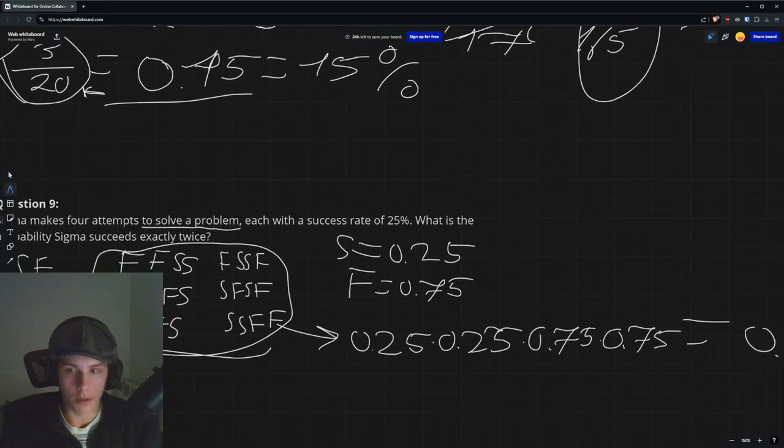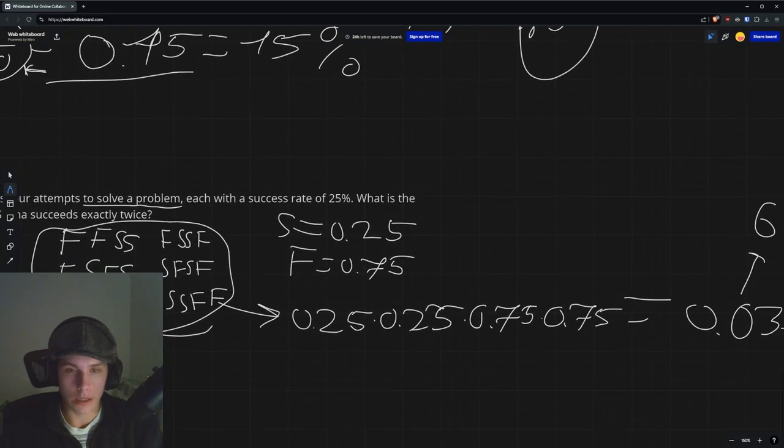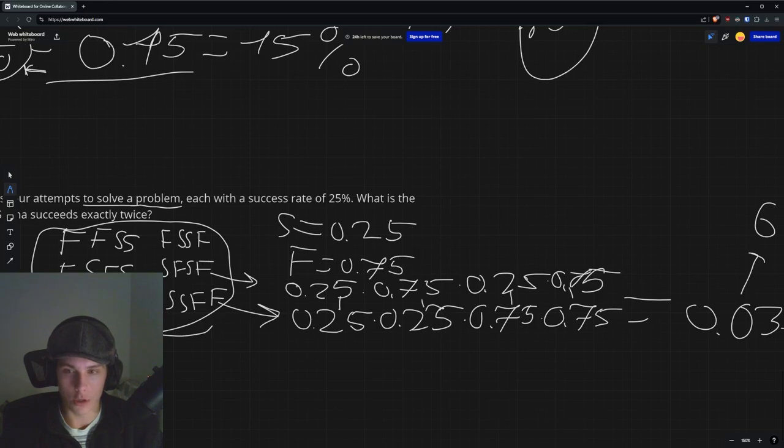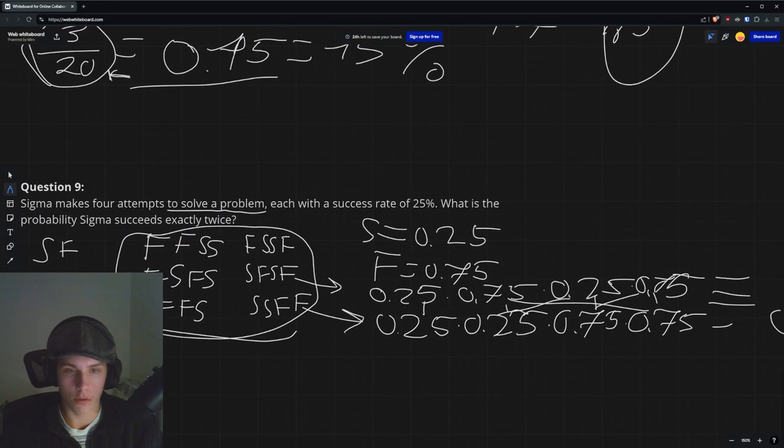So the reason that we times it by 6 is because in multiplication, you can rearrange it and it wouldn't change the answer. In each of those outcomes, there's 2 failures and 2 successes, all that changes is the arrangement. So for this one, it would be 0.25 times 0.75 times 0.25 times 0.75. So the numbers don't actually change, it's just the arrangement. So the number will still be exactly the same for all of those. So we can just times it all by 6 instead of wasting our time, which is the beauty of math.